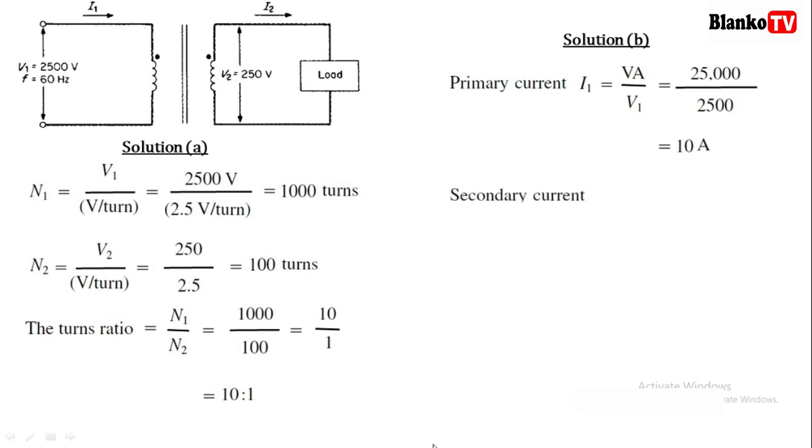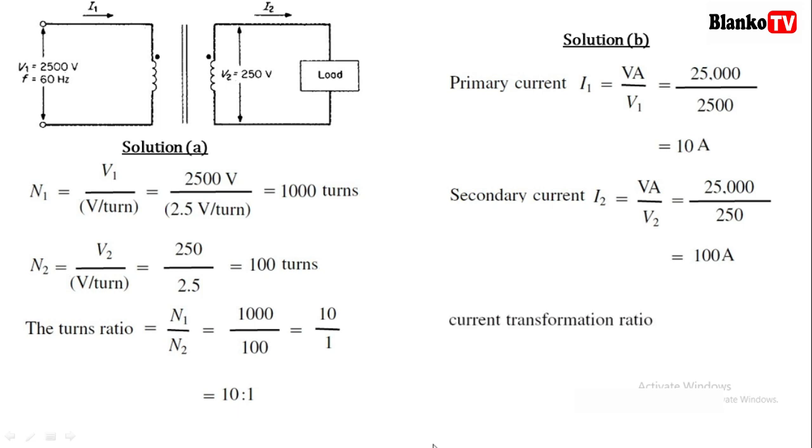Okay, then our secondary current, that is the I2, we use the formula VA, which represents the rated power of the transformer, over V2, that is the secondary voltage. So we have 25,000 divided by 250. So when you divide 25,000 by 250, we are going to get 100 amps.